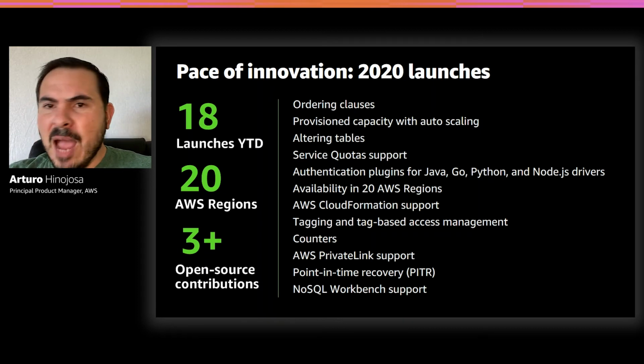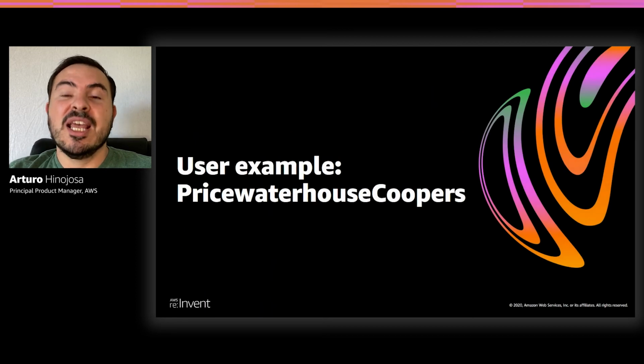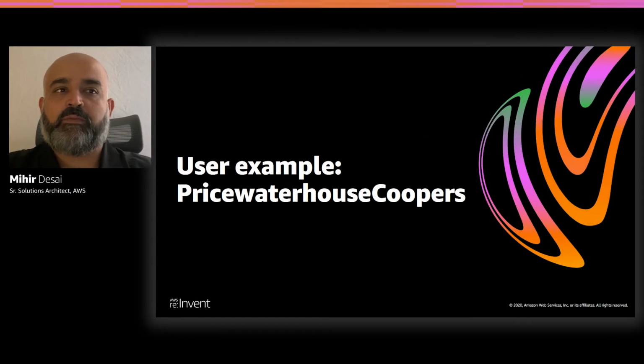So with that, I want to go ahead and turn it over to Mihir to talk about how one of our customers, PricewaterhouseCoopers, is using Amazon Keyspaces for one of its pretty cool applications. Mihir? Hello all, my name is Mihir Desai. I'm one of the solutions architects here at AWS, and I will be walking you today through an example of how PwC uses Amazon Keyspaces in their automatic contact tracing application.